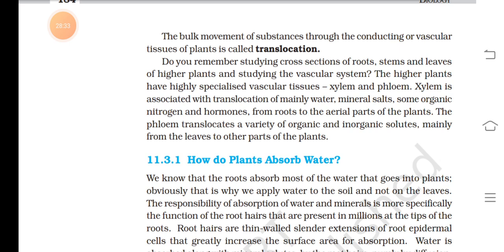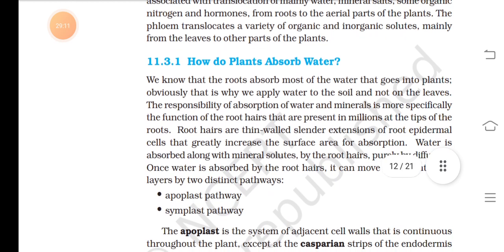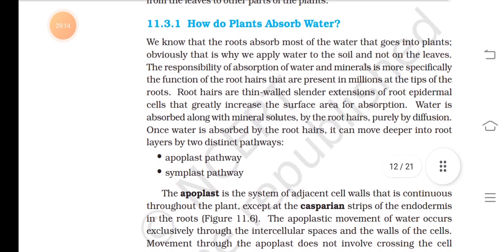Do you remember studying cross section of roots, stems and leaves of higher plants and studying the vascular system? The higher plants have highly specialized vascular tissue, xylem and phloem. Xylem is associated with translocation of mainly water, minerals, salt, some organic nitrogen and hormones from roots to the aerial parts of the plant. The phloem translocates a variety of organic and inorganic solutes mainly from the leaves to other parts of the plant.